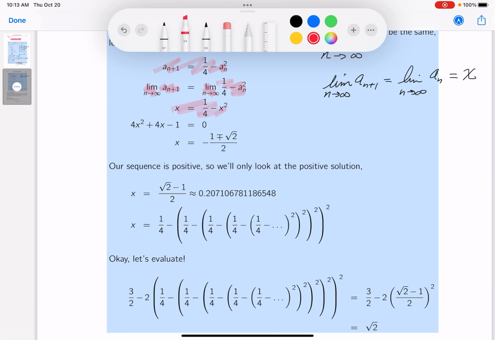We get this equation over here. Let me write this down for you. So x equals 1/4. That's my limit, by the way. I just don't know what the number is. Minus x squared. I'd multiply both sides by 4. I'd get 4x equals 1 minus 4x squared. Oh boy, what would I do now? I'd probably use the zero product rule if I could. That's going to be 4x squared plus 4x minus 1.